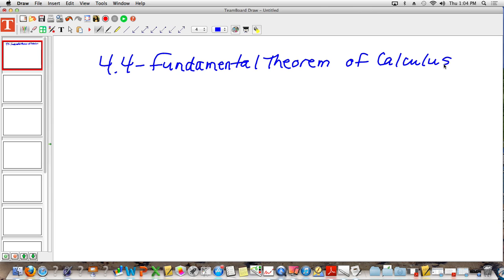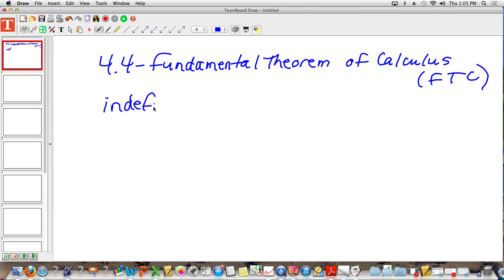4.4, fundamental theorem of calculus, abbreviated as FTC. Fundamental theorem of calculus, abbreviated FTC. We're going to pull together integrals and areas now. So first of all, I honestly believe that you're not going to think these are horrible. I mean it this time too.